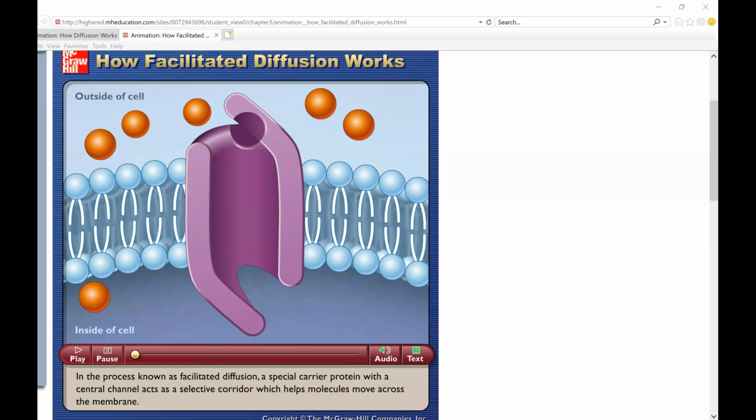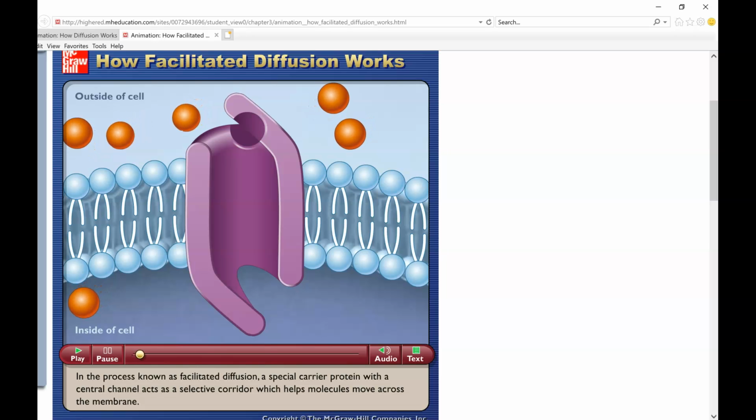I'll show you a little more specifically how it works. Let's take a look at an animation here of facilitated diffusion. You can see here on the outside of the cell, we've got these large molecules. We'll say they're glucose or sugar molecules, and they're just a little bit too big to go right through the phospholipid bilayer of the cell membrane, so they require a channel. Now, this channel is not going to be using any form of energy for this to happen. That's important. It's still passive transport.